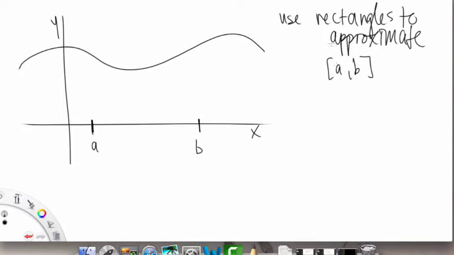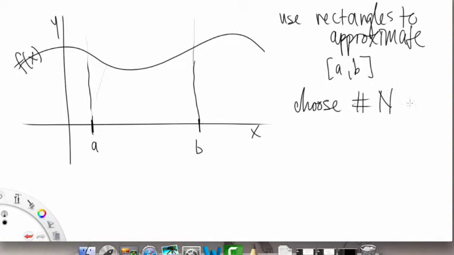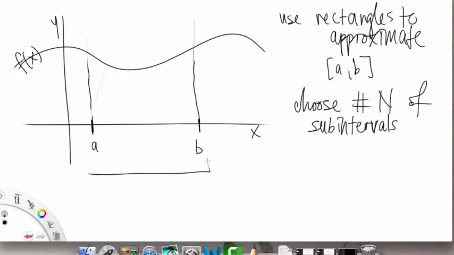That's our x interval. This is our f of x, that's our function, and here's our entire interval from A up to B. We want this entire area under that curve. What we're going to do first is choose a number called capital N of how many subintervals we want. Sub meaning mini intervals inside of our AB. This is the entire interval we're studying, but now we want to break it up into pieces.